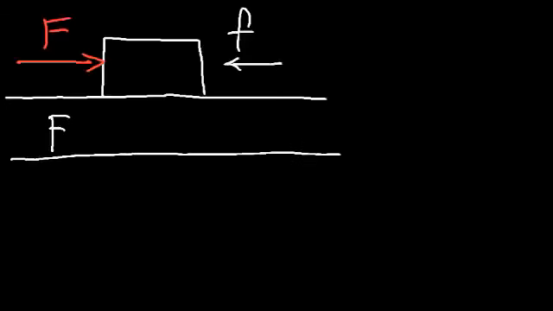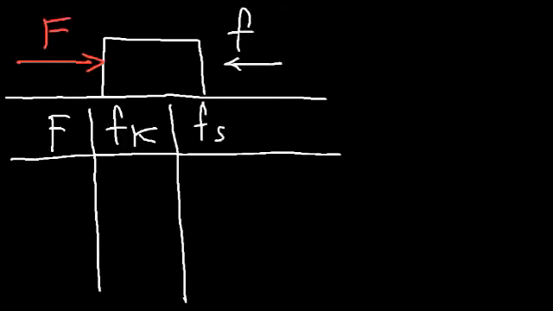Now, consider this situation. This is going to help you to understand the concepts of kinetic and static friction. So on the left, we're going to have an applied force. If we apply a force to the right on the box, there's going to be a frictional force that opposes the motion. So let's make a table. Here we're going to have applied force, the kinetic frictional force, static friction, and net force.